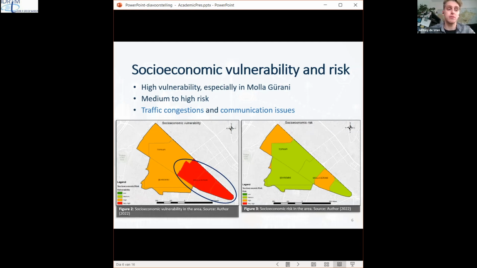As a consequence of this, it's likely that the people will behave very inappropriately during an earthquake, as they just do not know what to do and how to act. And that's why it's possible that there will be a lot of traffic congestions, as there will be a lot of chaotic evacuations, and that might obstruct the emergency services. But there might also be communication issues between the emergency services due to an overload of the communication networks.